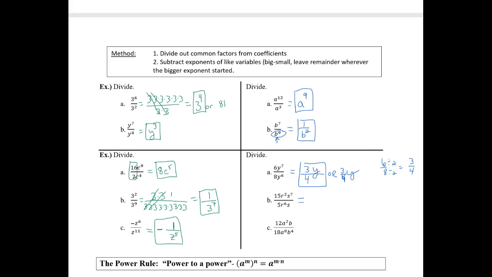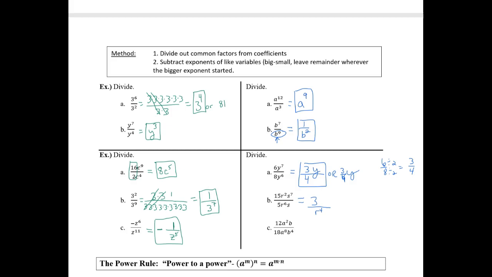15r squared times s to the 7th divided by 5 times r to the 6th times s. We're going to divide them all out individually. So coefficients first. 15 divided by 5 would be 3. That would be in the numerator. Then the r's. So r squared divided by r to the 6th. 6 minus 2 is 4. And that 4 ends up in the denominator, since there were more r's in the denominator.